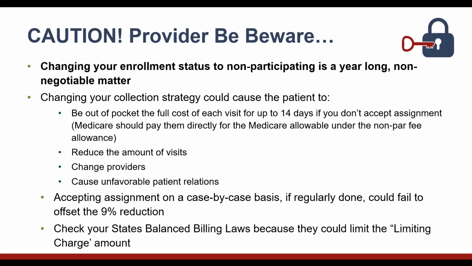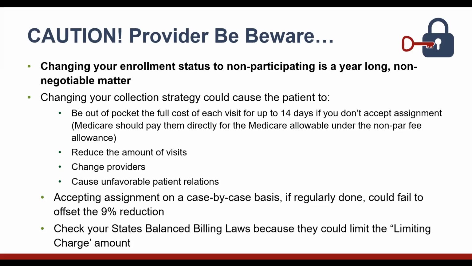Could this reduce the number of visits? A patient might say, well, maybe I could come once a week or twice a week, but I can't come three times. That could change the number of visits. It could change providers. They could say, I can't do this, I have to go somewhere else. And it could possibly cause unfavorable patient relations. So accepting assignment is the next thing you need to be aware of. If you do it regularly, as I mentioned before, you could fail to offset the 9% reduction.